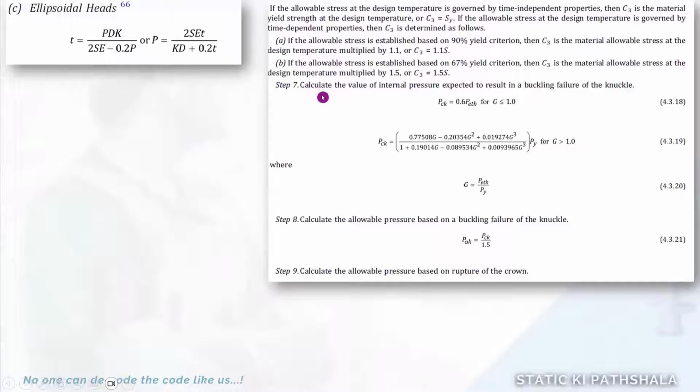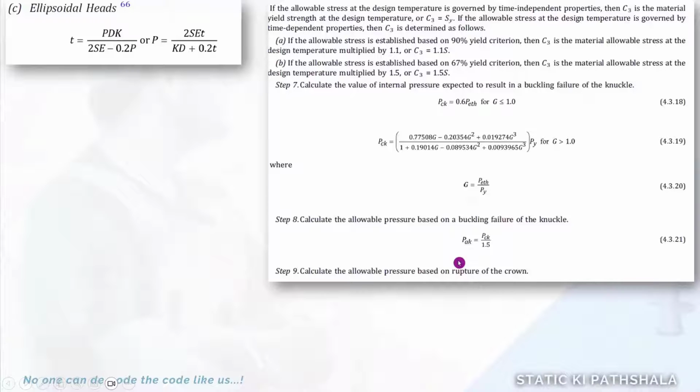What is this PCK? This is called the value of the internal pressure expected to result in buckling failure of the knuckle. So CK stands for the knuckle. So we have to calculate the pressure at which there will be a buckling failure in the knuckle going to be observed. So this is the equation that we have to use. G is another parameter. The PETH and PY we have calculated, that we have to use over here.